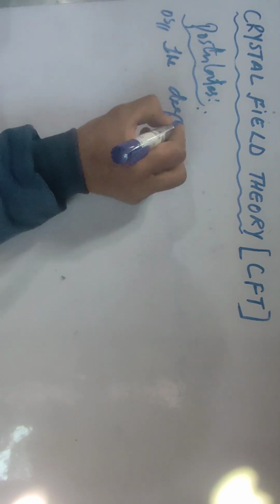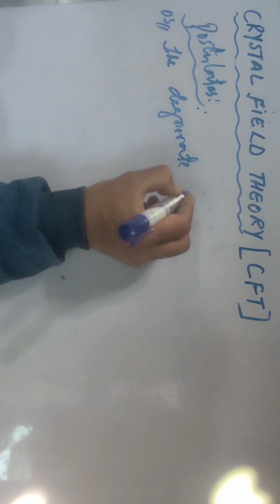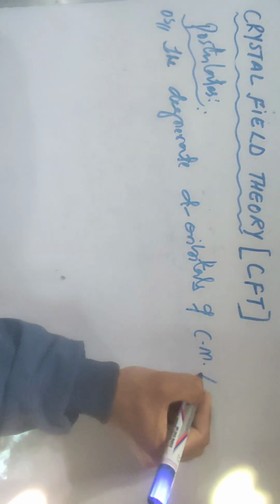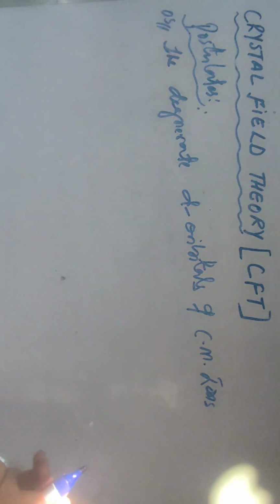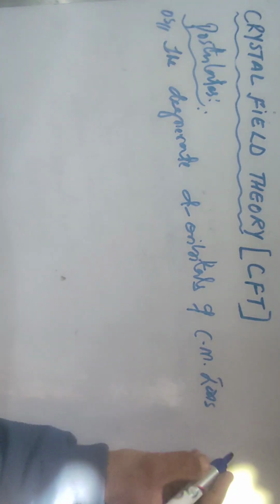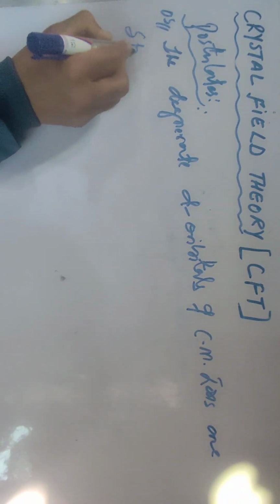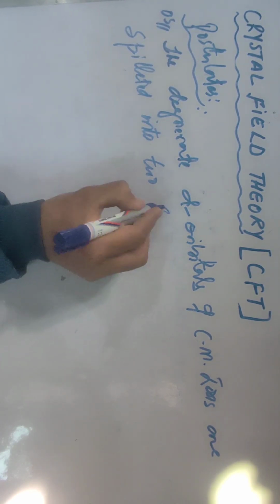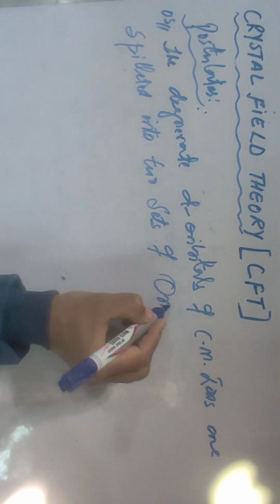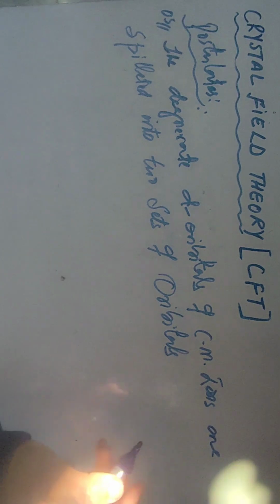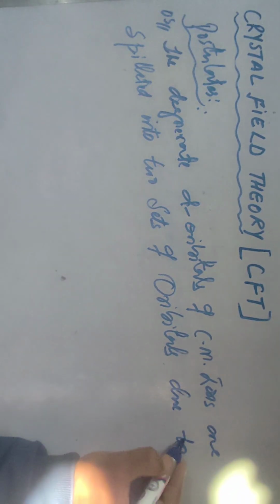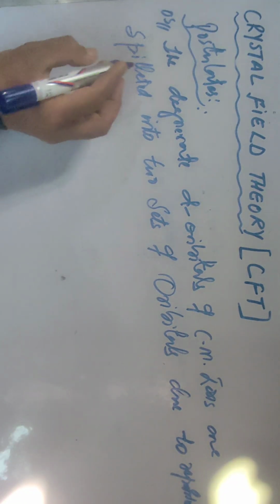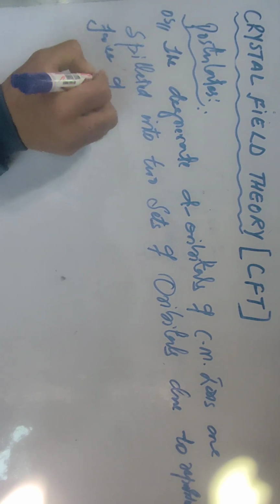So that means the degeneracy, the degenerate d orbitals of central metal ion are split into two sets of orbitals due to repulsive force of ligands.